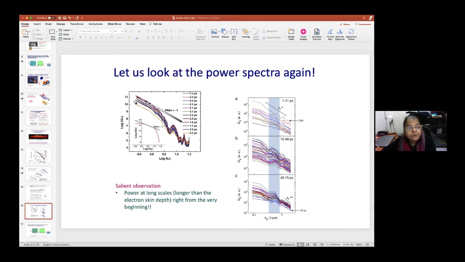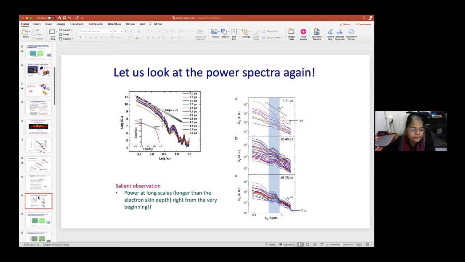But if you look at the conventional Weibel instability, which is often used to explain this, the growth rate maximizes at the electron skin depth, and it's only subsequently, at quite a later time, that inverse cascade related effects would give a spectral contribution at long scales. So this is the puzzle. Why is it happening?